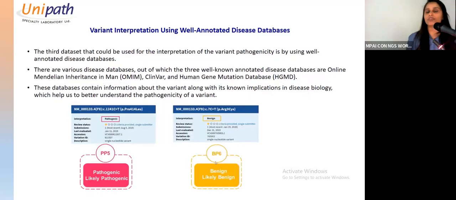So first is the population database for patient data, second is in silico prediction. Now the third is the annotated disease database.